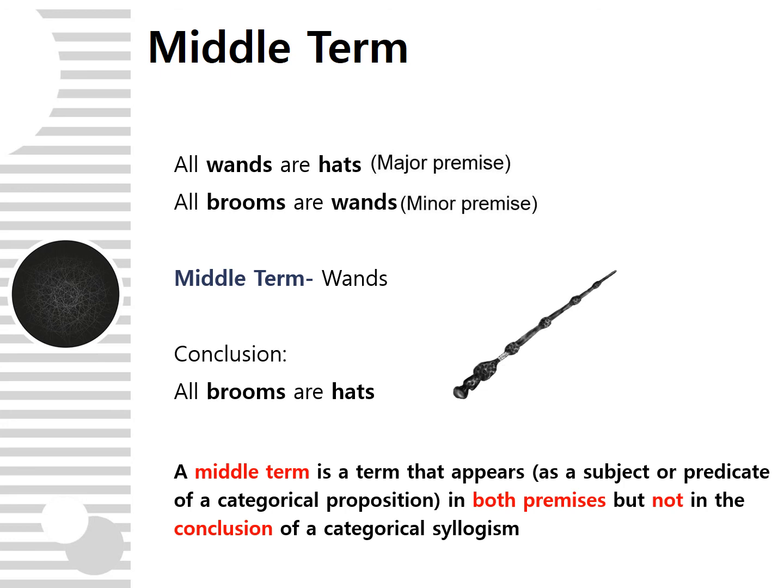So, let's also understand the terms major premise and minor premise. If you look at the two statements, you understand that the middle term wands is in the subject position in the major premise and in the predicate position in the minor premise. Thus, in any categorical syllogism, the statement where the middle term is in the subject position is a major premise and the statement where the middle term is in the predicate position is a minor premise.